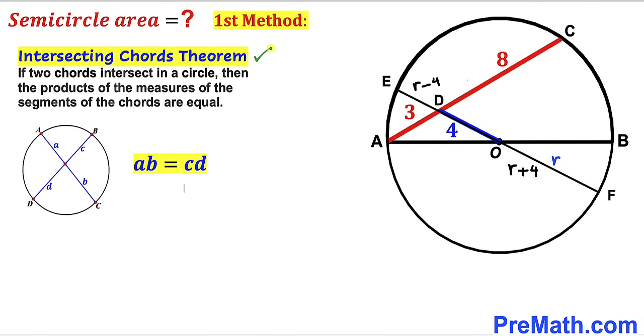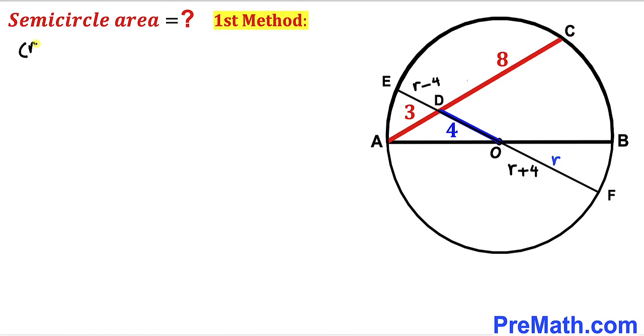Now we are going to apply this theorem on the given problem. Here we can see our 2 chords EF and AC intersect each other at this point D, such that the product of these 2 segments, r minus 4 times r plus 4, is going to be equal to 3 times 8. So we can write r minus 4 times r plus 4 equals 3 times 8.